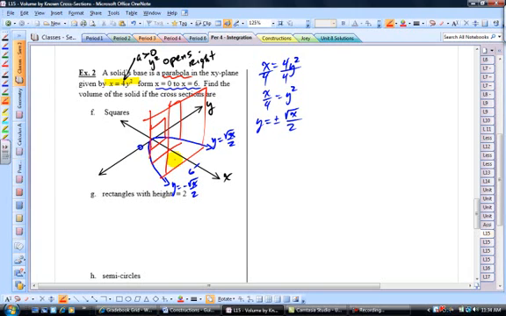So your squares get bigger as you go from x equals 0 to x equals 6. What's important for us is to figure out the side of the square. What's the side length equal to? So let's talk about that for a moment.